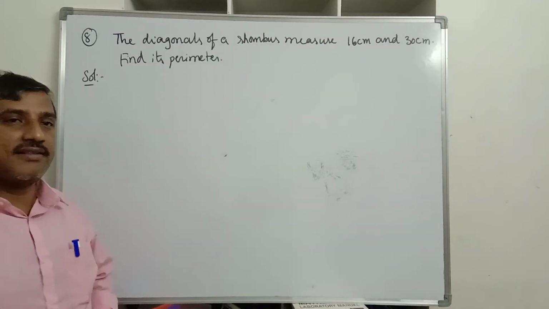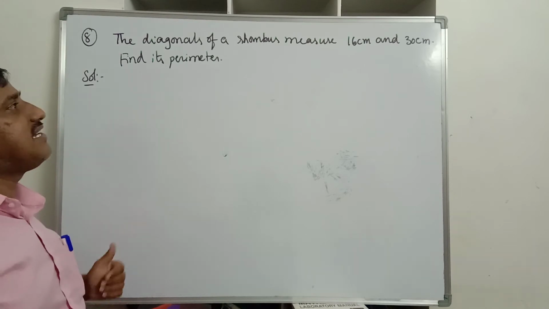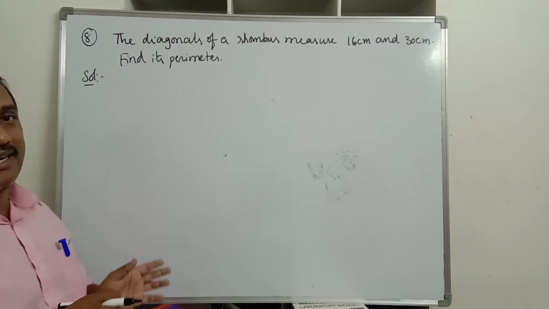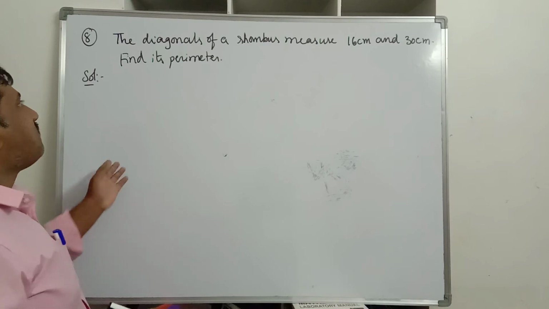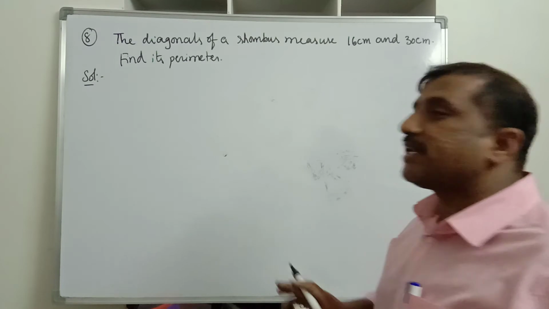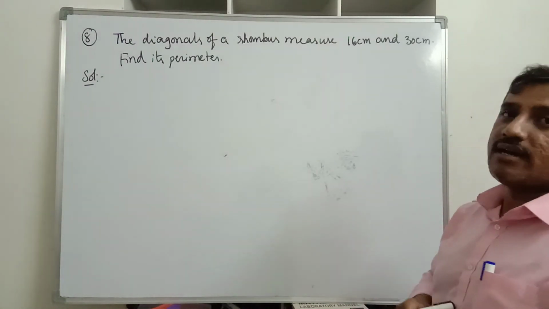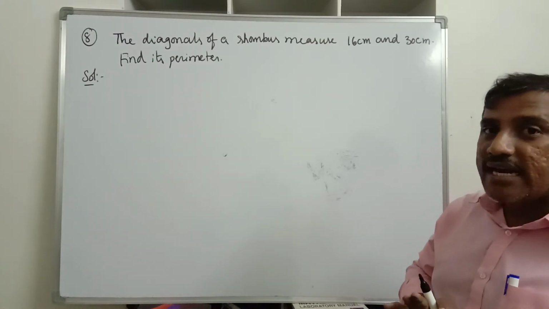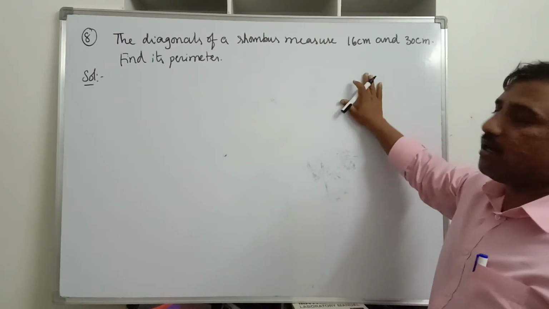Now we will discuss the 8th question. The diagonals of a rhombus measure 16 centimeters and 30 centimeters. 16 centimeters is the length of one diagonal, 30 centimeters is the length of the other diagonal. Find its perimeter. What is the perimeter of a rhombus? What are the properties of a rhombus? A rhombus is a quadrilateral in which the four sides are equal, that is adjacent sides are equal, and the two diagonals are perpendicular bisectors to each other. We should know the properties of a rhombus.